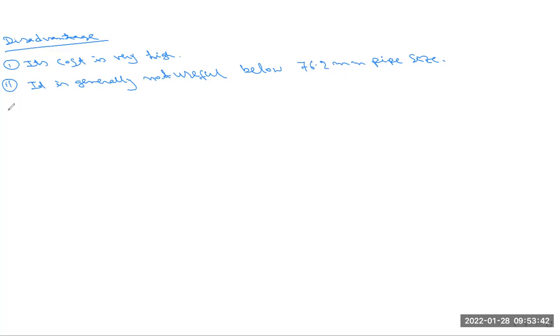Number three, it is more difficult to inspect due to its construction.